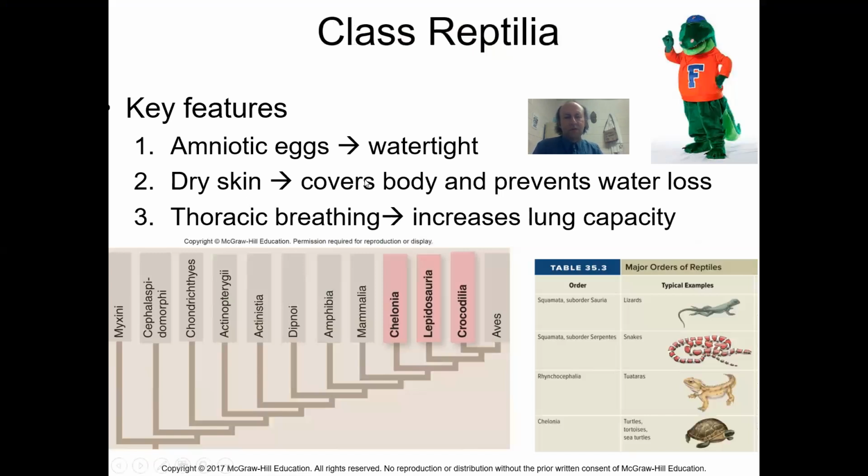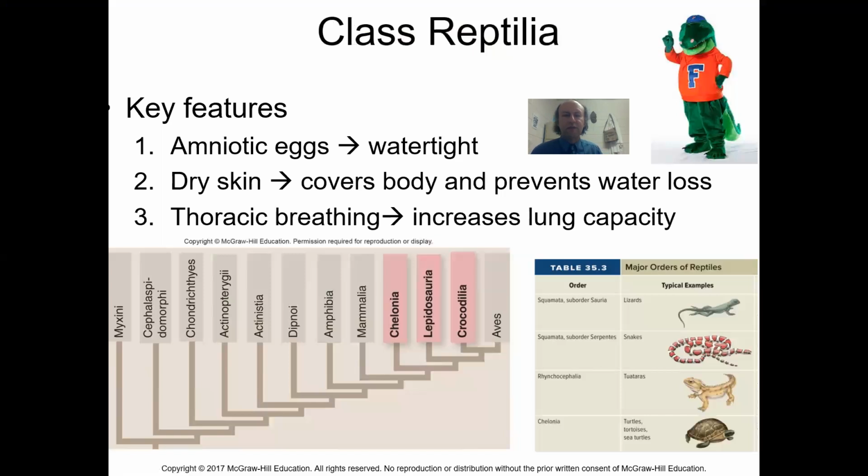And something else is different. They have thoracic breathing. Amphibians have lungs, but they have a different way to breathe. You see a frog, putting the frog like that, the frog is breathing. That is the way it breathes. But these guys breathe differently. Thoracic breathing is a different system to breathe.